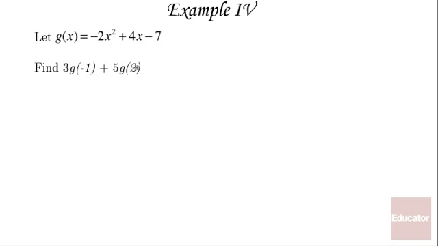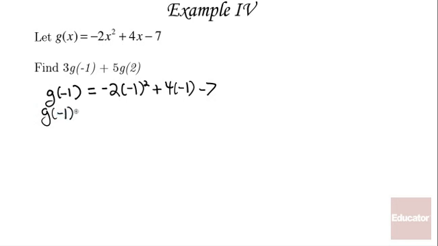Okay. The first thing I need to do is figure out what g of -1 is and what g of 2 is. So starting with g of -1. Looking back at my original equation, I'm going to substitute in a -1 wherever I see an x. So g of -1 equals -2, and then if I square -1, my result is going to be a 1, plus 4 times -1 minus 7.